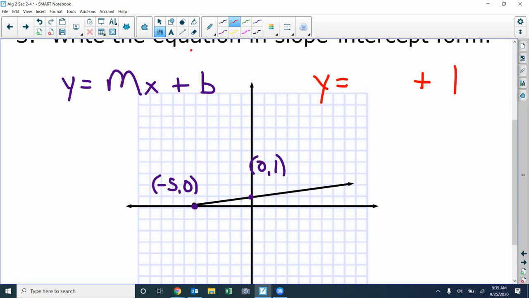All right. What is my change in y? Well, my change in y is this distance here, isn't it? What is it? 1. What is my change in x? This distance is 5, and we already determined that it's a positive slope, right? Boom. You don't need to worry about the negative numbers if you just knew that was a positive slope, isn't it? Change in y over change in x.